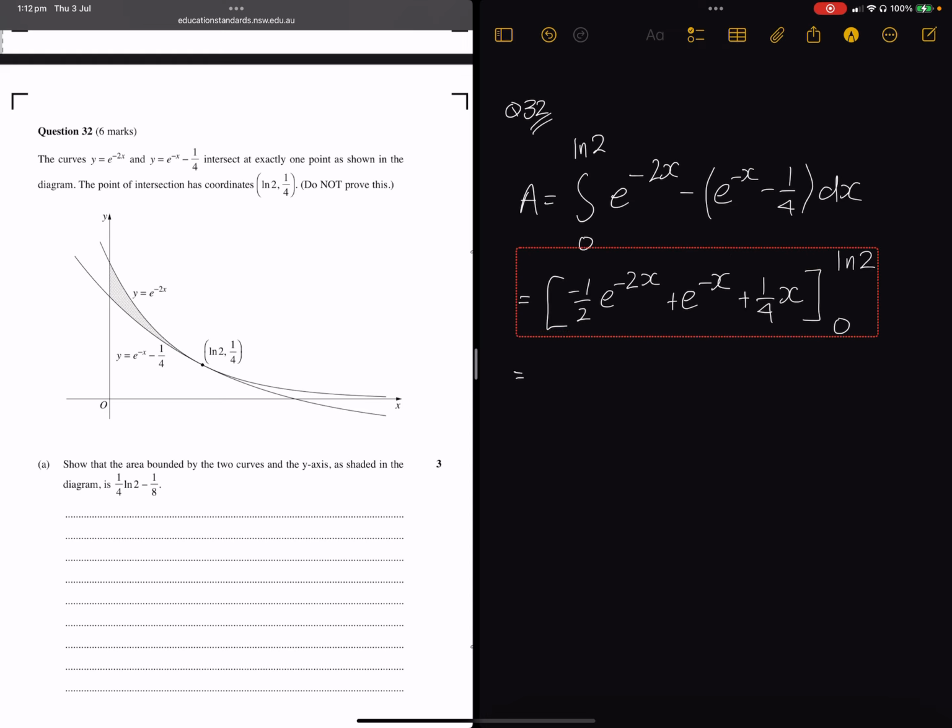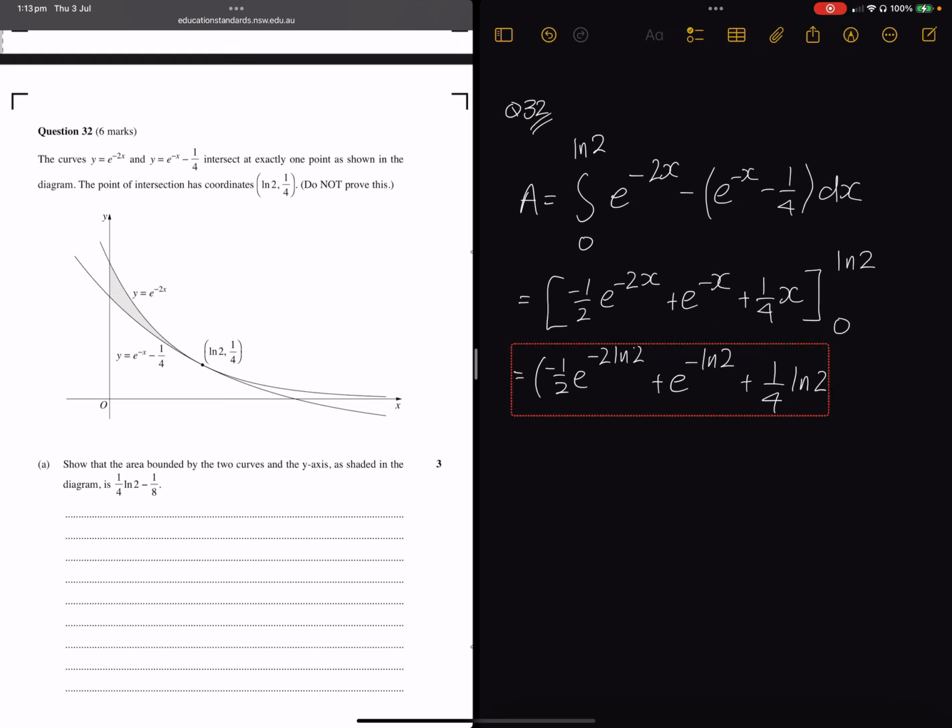At 0, sometimes the whole expression goes to 0. In this case, we have e to the x's, so it won't. So we actually have to evaluate both of these. So we end up with minus 1/2 times e to the minus 2 ln 2 plus e to the minus ln 2 plus 1/4 times ln 2. Now this term is good. We should be happy with this evaluation because we can see the 1/4 ln 2, which comes from the answer in the question.